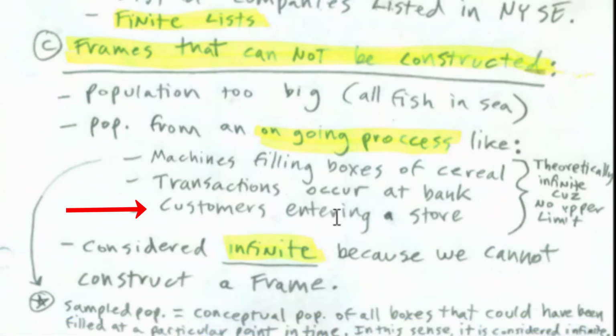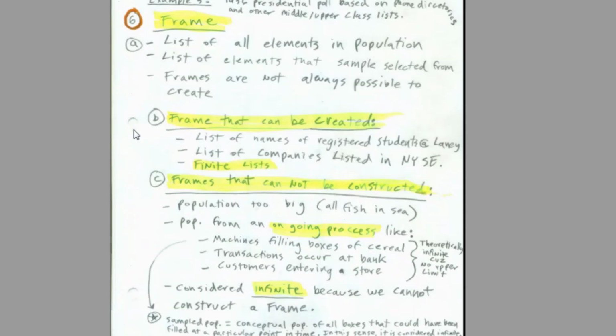Even though customers are entering a store, right, we can count. There's 2 people that just came in. But theoretically, any number of people could have come in at that particular moment. As you can imagine, if you have a frame, then it's a lot easier to randomly select items from a frame than if you don't have a frame.